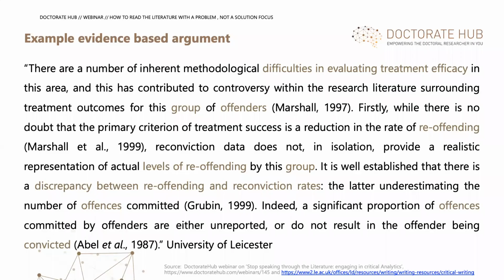Let's look in this example, evidence-based argument. There are a number of inherent methodological difficulties in evaluating treatment efficacy in this area. And this has contributed to controversy within the research literature surrounding treatment outcomes for this group of offenders. Now you see group and offenders as 2 words that are consequently reused. Reason being, this is data and evidence that is looked at in this argument. Now this is a clear way for working over evidence.